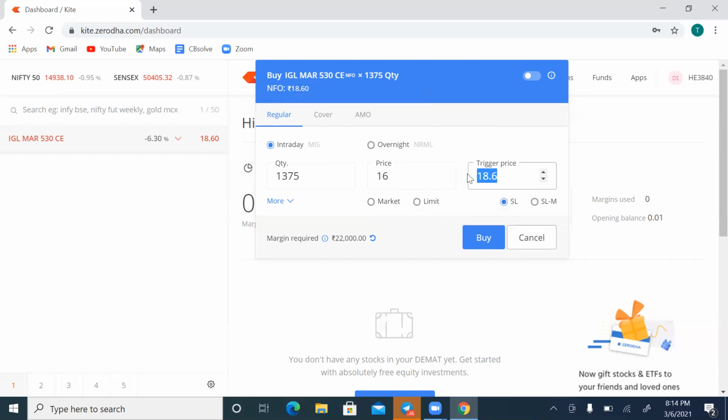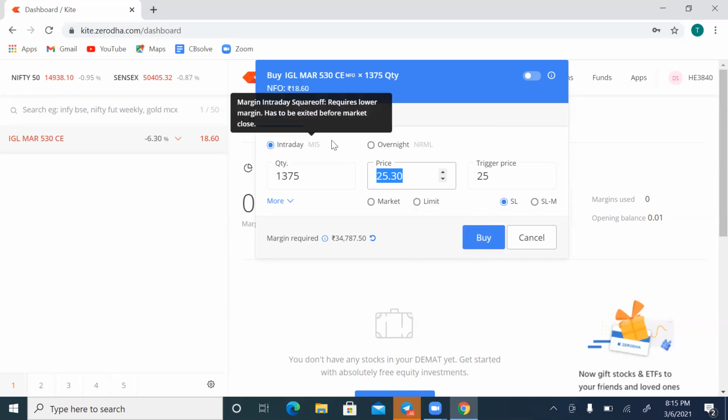Give the trigger price. For example, I wanted to take this trade at 25 and mention this price as 25.30. So between 25 rupees and 25 rupees 30 paise, any bid that is coming on this particular stock, your trade will be executed and you get the stocks into your Demat account. This is how you have to place the order for buy option.